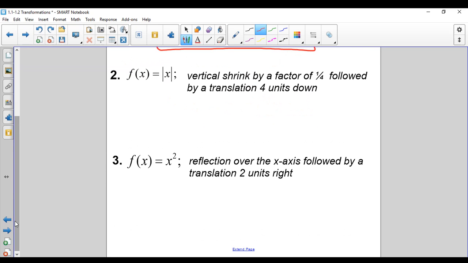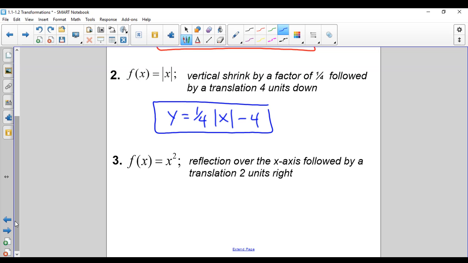Next, same deal. I'll run through these a little bit quicker, but read them first. Absolute value, there's a vertical shrink by a factor of 1/4, followed by a translation 4 units down. So no left or right movement again, so careful here. It's a vertical shrink, so the 1/4 goes out front. No left or right movement, so it's just absolute value of x, and we're moving 4 units down. That's all we have.